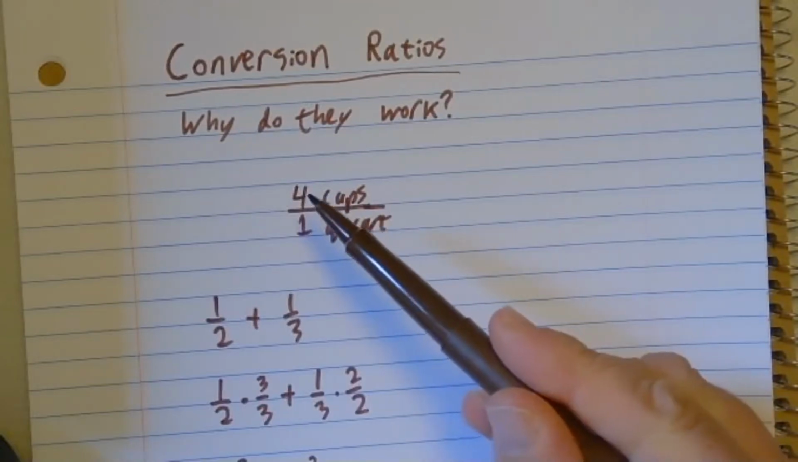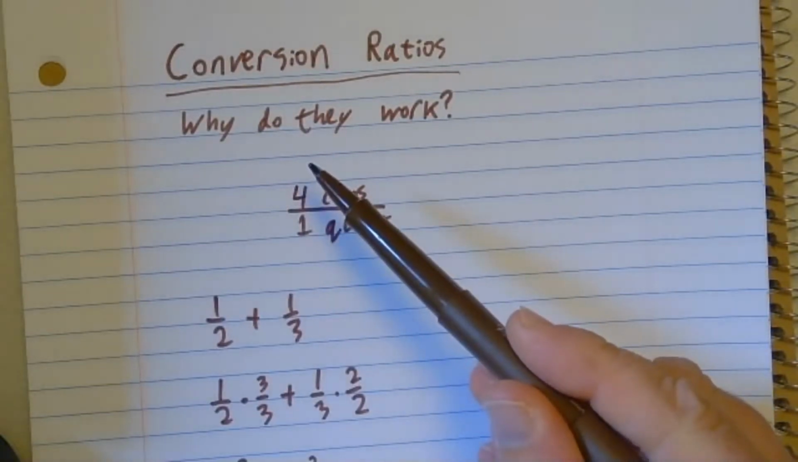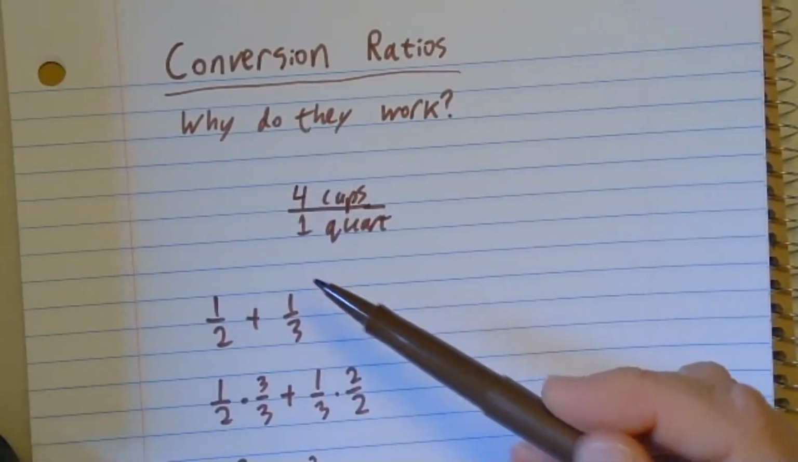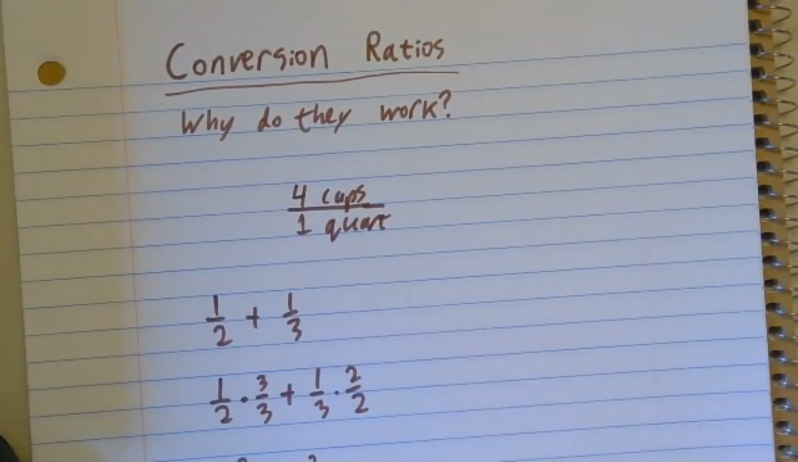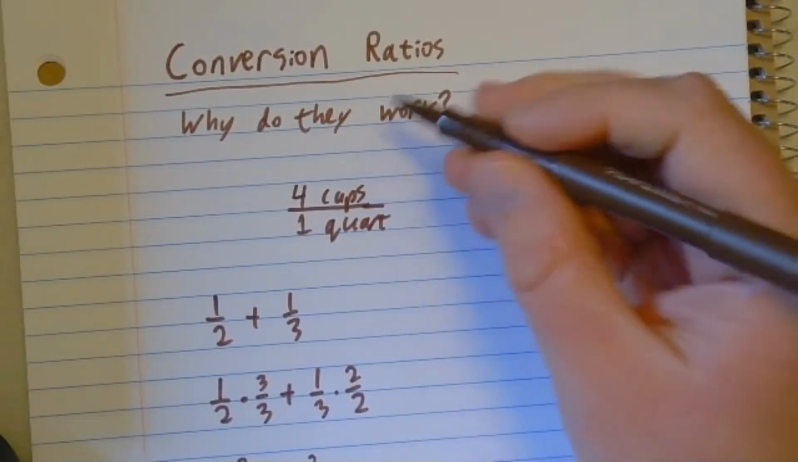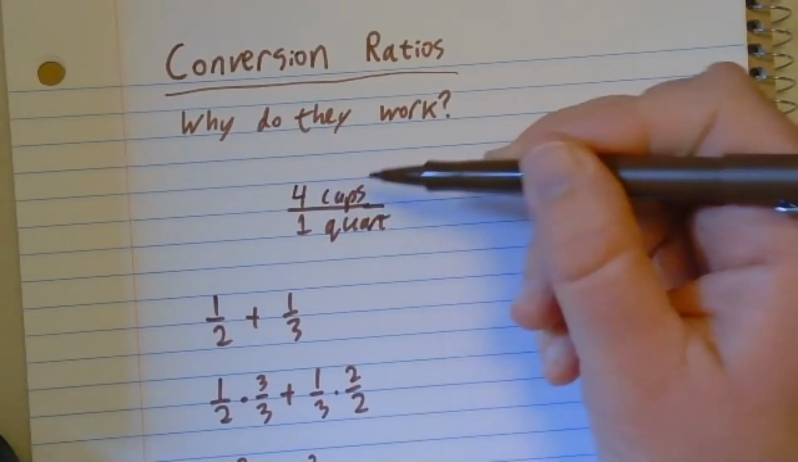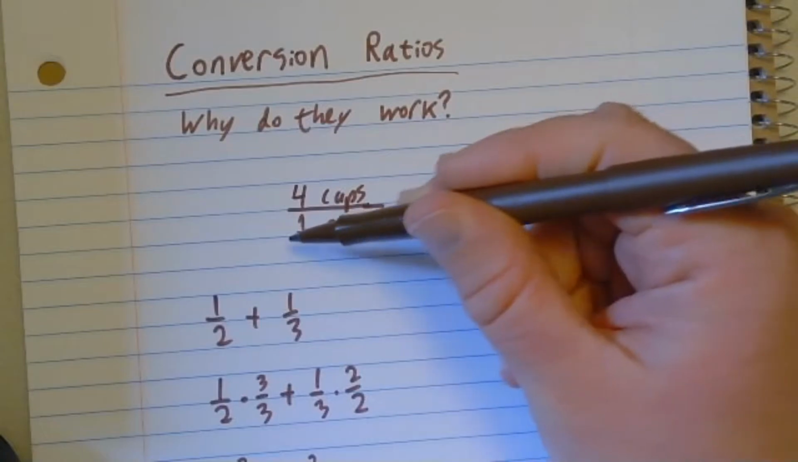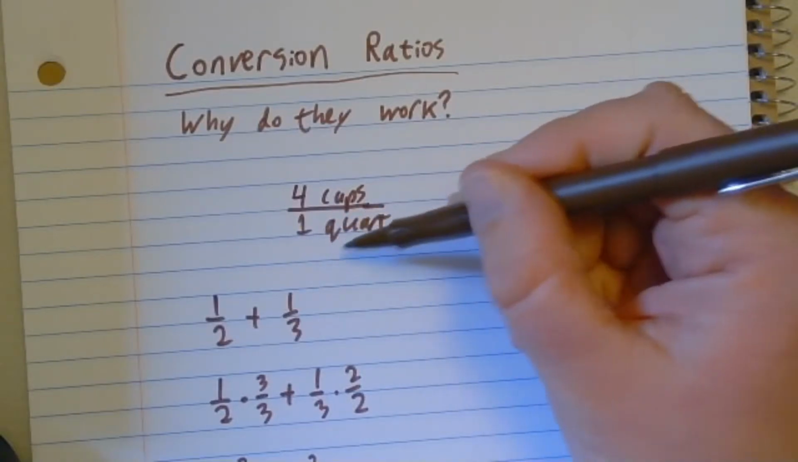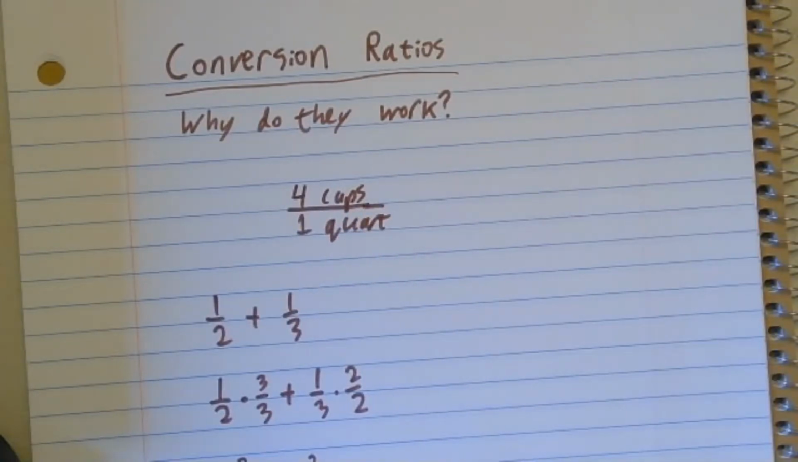But that's not the same number on the top and the bottom. That's a 4, and that's a 1. And I'm super solid on 4 and 1 being different numbers. I feel like that was made clear to me at a much earlier time in my mathematical career. But we don't just have 4, we have 4 cups. And we don't just have 1, we have 1 quart.